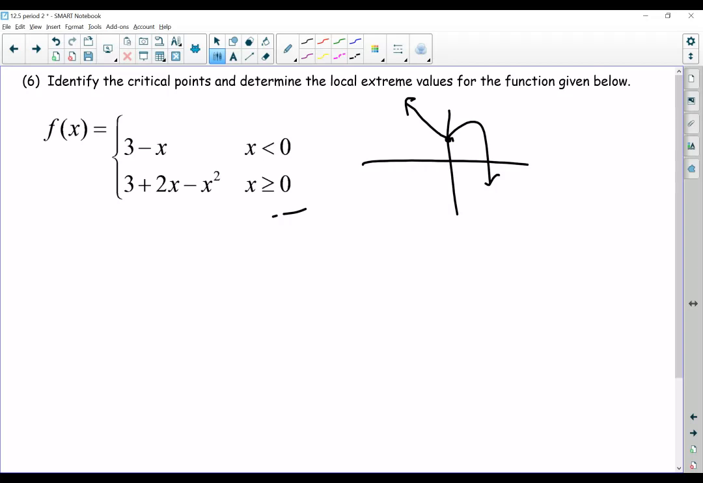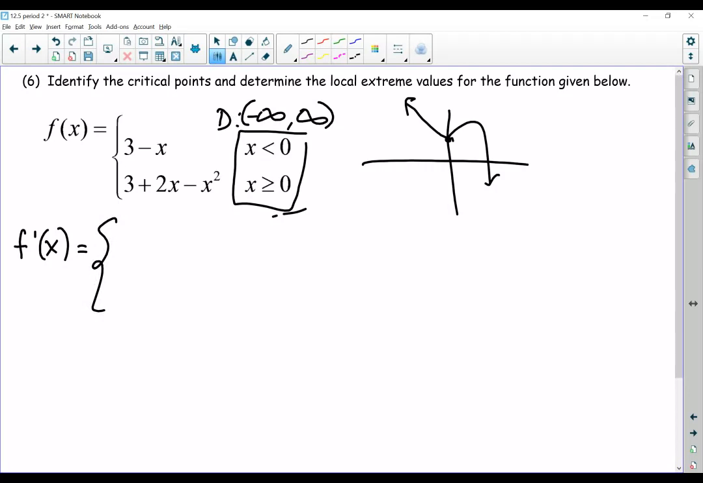So here's what we're going to do. We're going to find the derivative. Since the domain is all real numbers, we already have that domain. What I want to do is find the derivative and figure out if I have any critical points. So this derivative is -1.